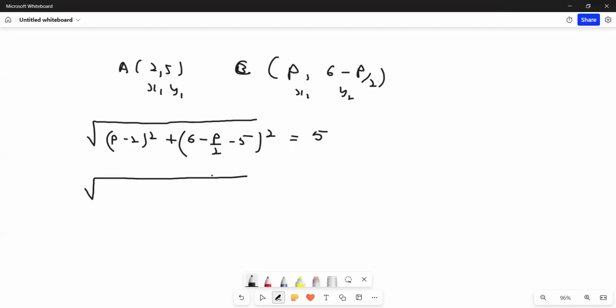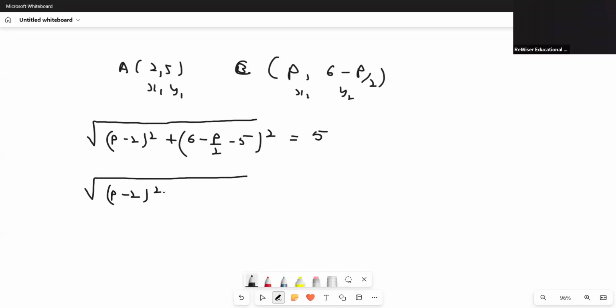I thought it was p by 2 minus 6 plus. I changed it and I got the answer. So you took it reverse or something like that? Yes, sir. Not a problem, that's not an issue at all. So P minus 2 whole square, and 6 minus 5 is 1, so that means it's 1 minus p by 2 whole square. And that's equal to 5. So now I have to remove roots from both the sides. What can I do? I can simply square, right?